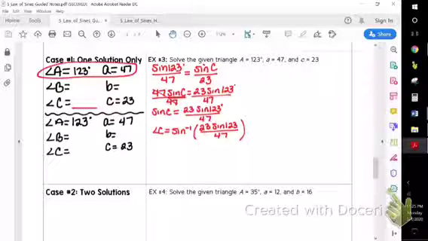And just like what we did before, be careful when you type this in, because at 123 degrees, when you hit the sine button, it's going to open a parenthesis. So after the 123, you need to close it again. Alright, so let's put that in our calculator. And we're going to find that angle C is approximately 24.23 degrees.